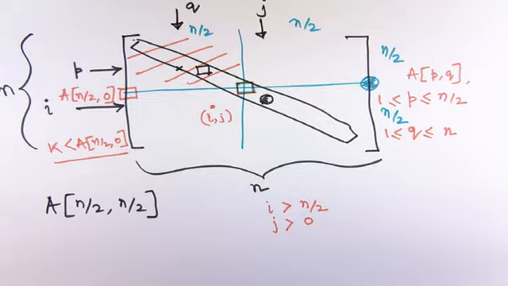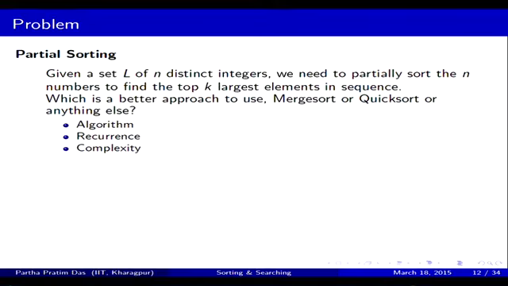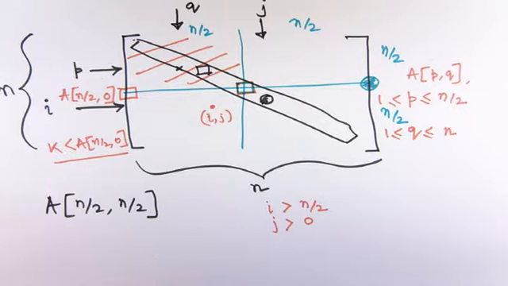Okay, let's pick another problem. Given a set of n distinct integers, we need to partially sort the numbers to find the top k largest elements. We do not want a total sorting. We want the top k largest elements in the sequence. Yes?